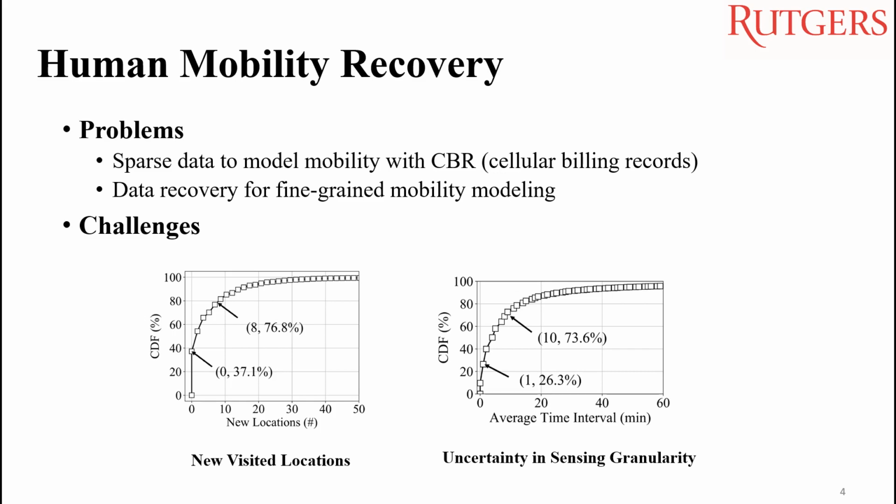Second, as the right figure shows, there is a high uncertainty in the sensing granularity among users. The sensing interval differs significantly among users. Around 73% of users have a sensing granularity that is larger than 1 minute, while for 26% of users, the sensing granularity is larger than 10 minutes.